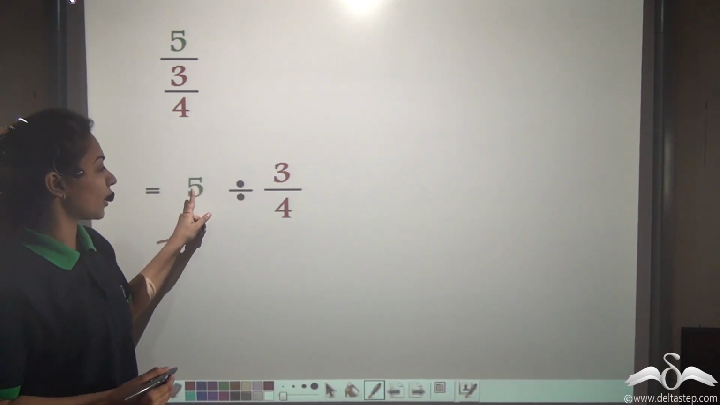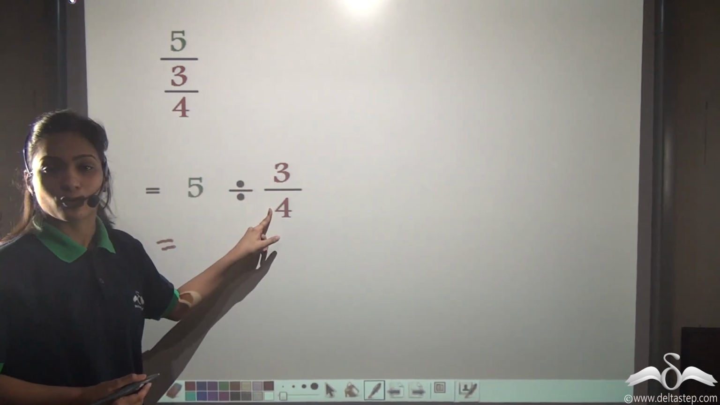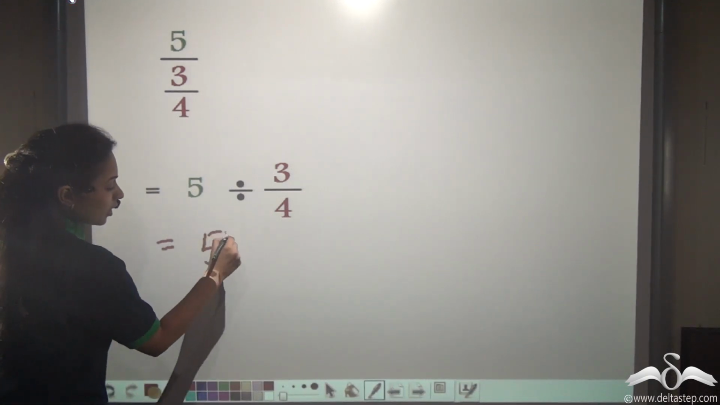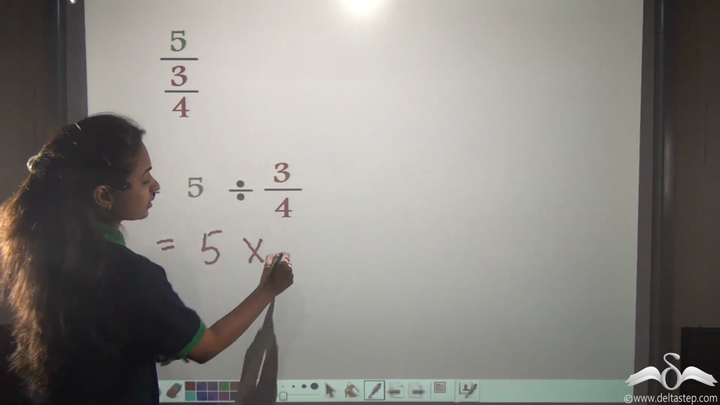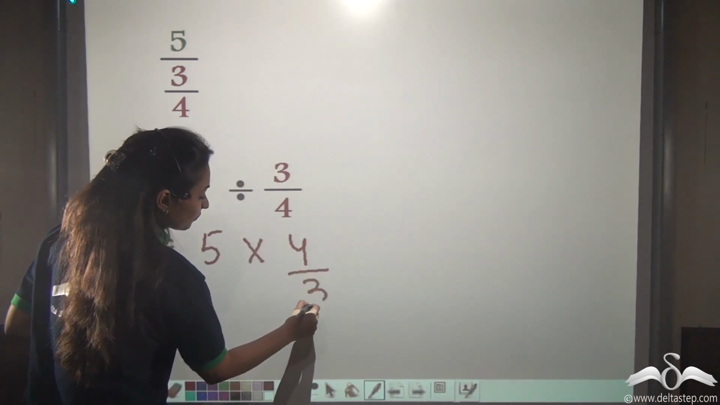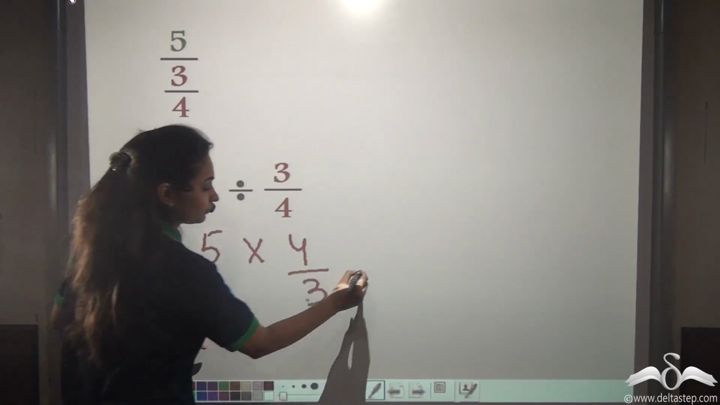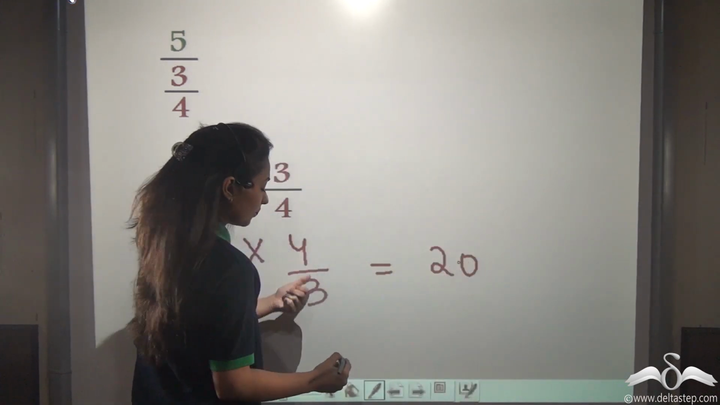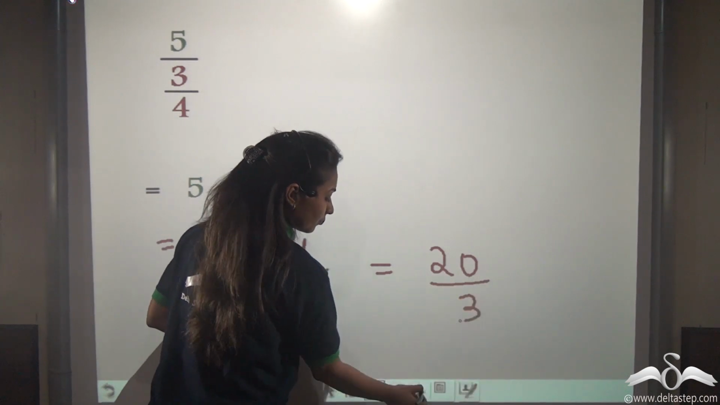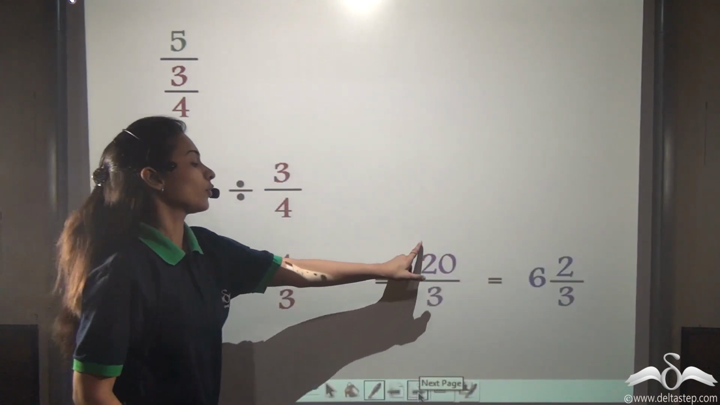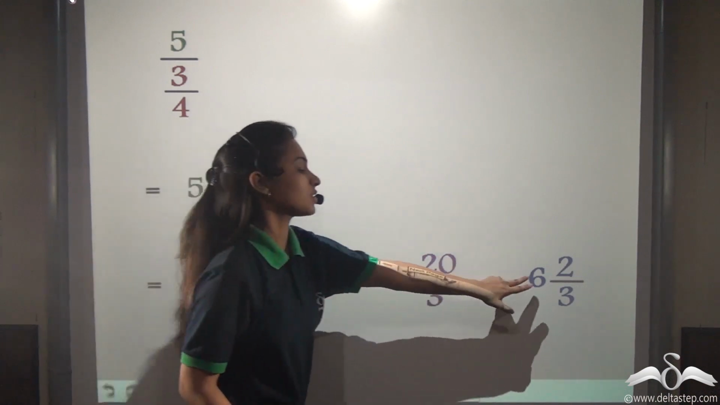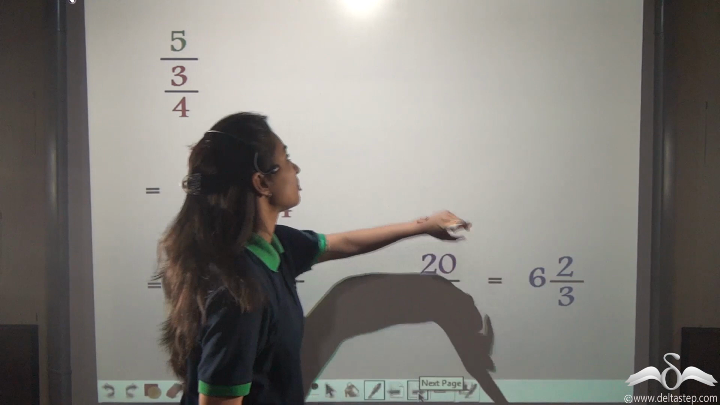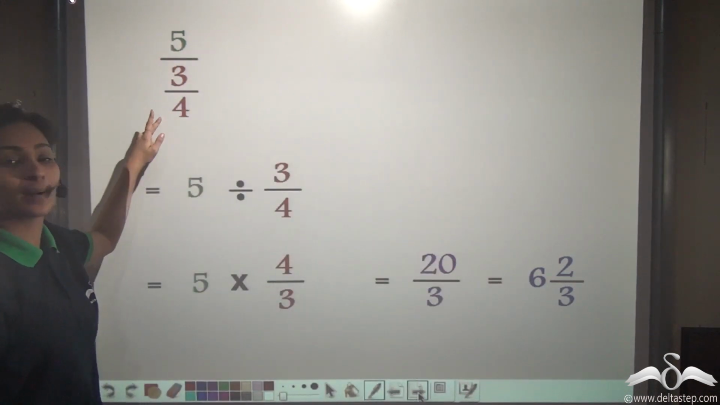So here will we reciprocate 5 or will we reciprocate 3 by 4? Well, we need to reciprocate the second one. So 5 into reciprocate this 4 by 3. Now find out the answer. 5 into 4, 20 and 20 by 3. Right? Now you can also convert this improper fraction into mixed fraction, which gives you 6 2 by 3. So 6 2 by 3 is a simple fraction for 5 by 3 by 4.